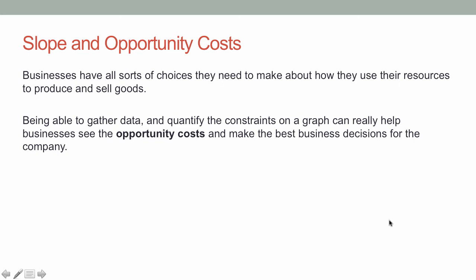So businesses, they have all sorts of choices they need to make about how they use their resources to produce and sell goods and to find the right amount, to maximize their production, to use their goods in the right way, to make the most amount of money they can off what they produce, and also to not have inefficient waste, to not underutilize the resources. So being able to gather data, kind of like what we did, being able to quantify all of our constraints as a business on a graph can really help businesses see the opportunity costs and make the best business decisions for the company.